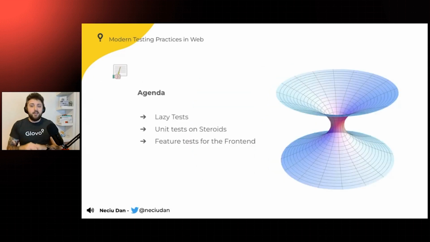And besides that, I'm going to talk about 3 types of tests. So we're going to talk about lazy tests, unit tests on steroids, and feature tests for the front end. And the first part, of course, is going to be the lazy test.